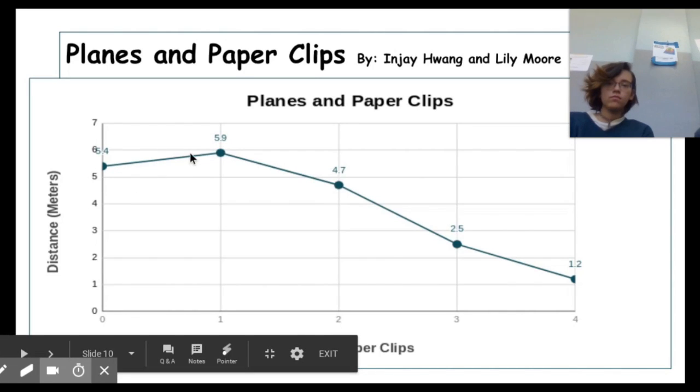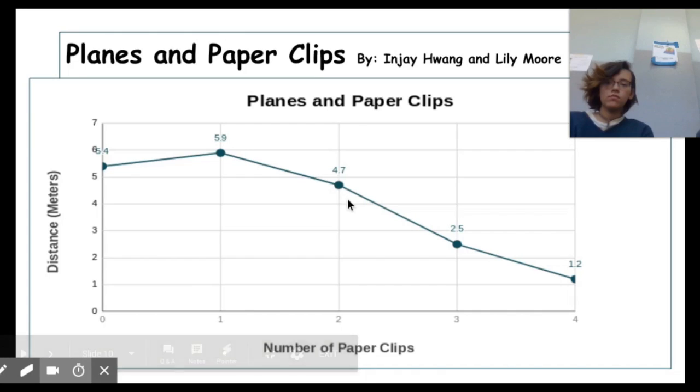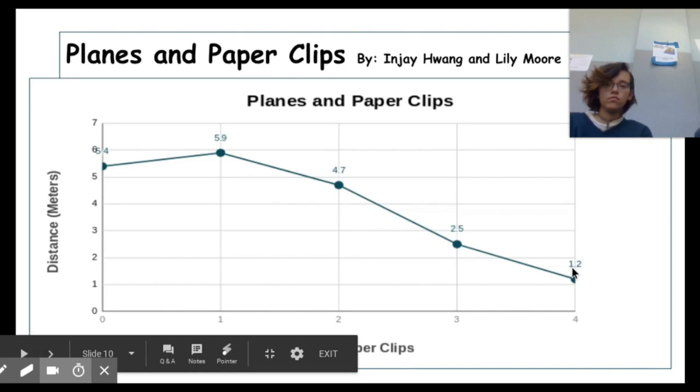For 1 paper clip, our plane went 5.9 meters. For 2 paper clips, our plane went 4.7 meters. For 3 paper clips, our plane went 2.5, and for 4, it went 1.2. So in conclusion, the less weight on your plane, the farther it will travel.